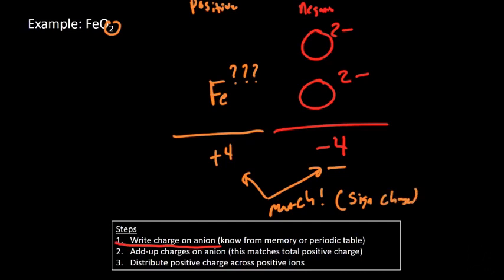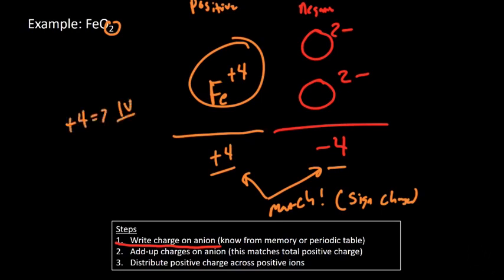And now I distribute that plus 4 across how many irons I have. So if I had more than 1 iron, it would get distributed across the more than 1 iron. In this case, I just have 1. So that means my 1 iron must give a plus 4. So that must be the charge on my iron. If I was writing the name of this compound, that would mean that plus 4 would tell me that I would write Roman numerals of 4, which you'll get to in a future video if you don't know it now.